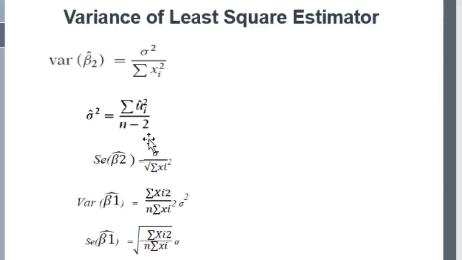Then standard error is the root of the variance, that is, root of variance equals the standard error. Then take the root of this sigma square by sigma xi square, which equals sigma by root of sigma xi square. So root of sigma square is sigma. Likewise, we can find out the variance and standard error of beta 1 also.